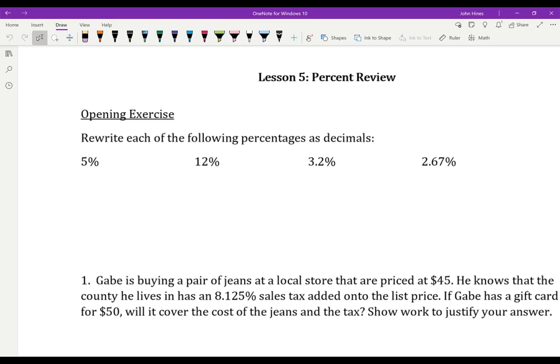Hi everybody, welcome to lesson 5 here, where we're going to review everything you learned in 7th grade for months in a quick little video here. So we're going to talk about how to work with percents, how percents are somehow going to pop up and become exponential functions when we get to this later in the unit. So let's review. Rewrite each of these following percentages as a decimal.